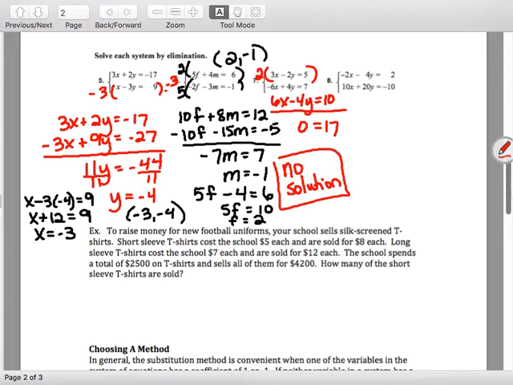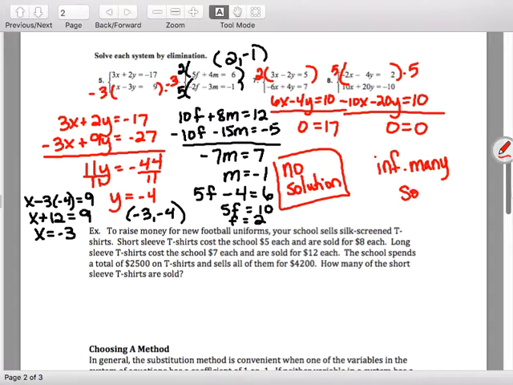In number 8, I multiplied the top row by 5, and I got negative 10x minus 20y equals 10. Something interesting happened here. I got both sides to cancel, and I got 0 equals 0. What does this mean? Infinitely many. Beautiful. The two lines coincide. So this is infinitely many solutions. It means the two lines are in fact the same.